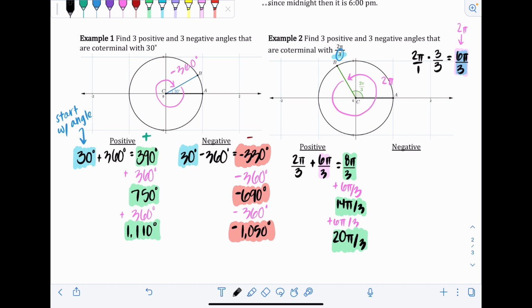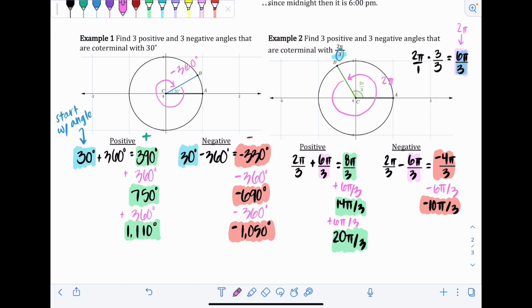And then for the negative, it's the same idea, we're just subtracting, so we'll do 2 pi over 3 minus 6 pi over 3. 2 minus 6 is negative 4 pi over 3. So that's our first negative coterminal angle. And then we'll just keep subtracting 6 pi over 3. So I just subtract the numerators. Negative 4 minus 6 is negative 10 pi over 3. So that's our second negative coterminal angle.